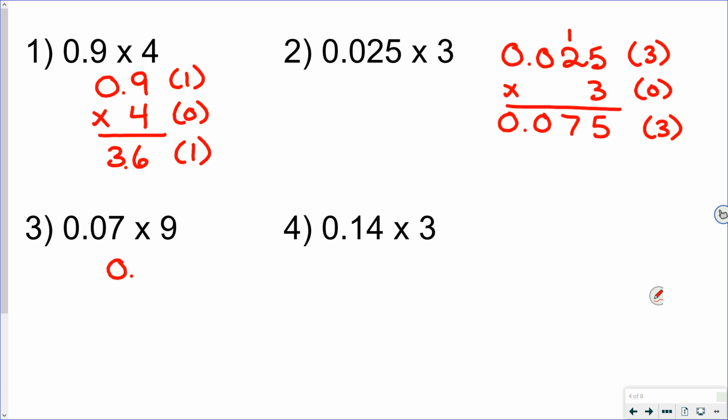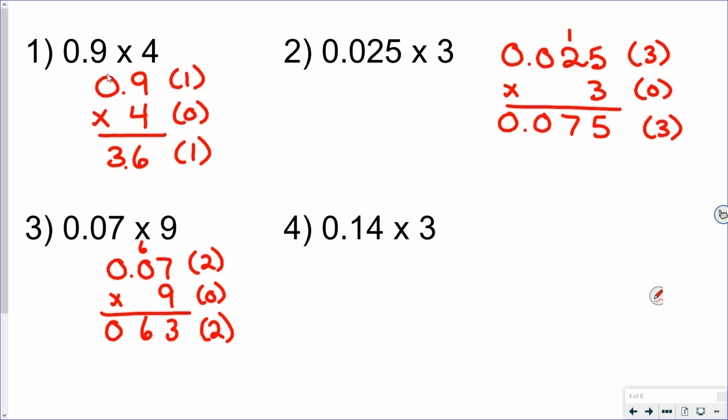0.07 times 9. So I take 7 times 9, which is 63. 9 times 0 is 0, plus 6 is 6. 9 times 0 is 0. 0.07 has 2 digits after the decimal point. 9 has none. So we need a total of 2 digits after the decimal point. So our answer is 0.63.